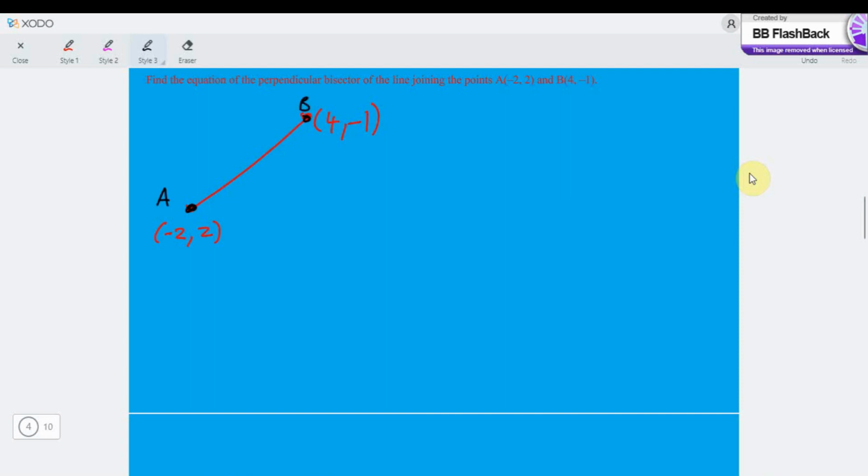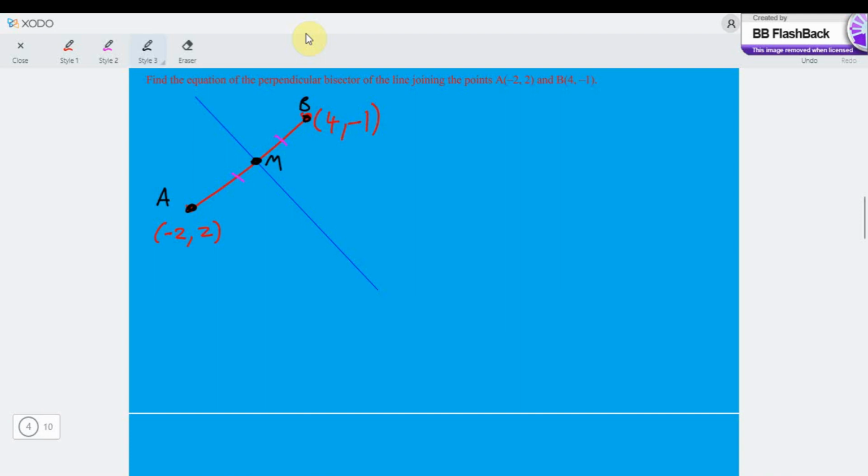Now, what do you know about perpendicular bisector? Perpendicular bisector means the line is perpendicular to it. So this is the line they want us to find. Bisector means it also cuts it in half. So this distance equals this distance. Now if it cuts it in half, then the bisector must also pass through the midpoint. So the line must pass through the midpoint.